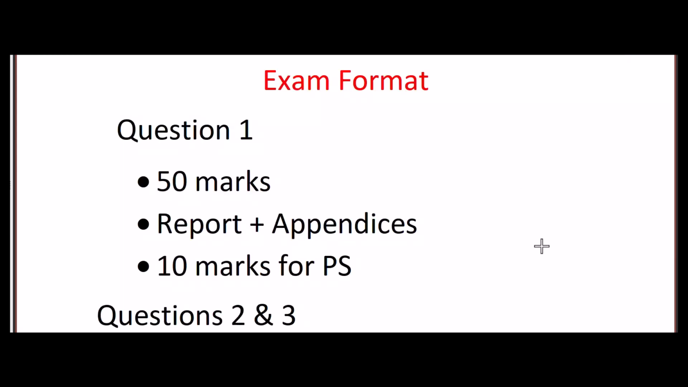Exam format is a very, very straightforward one. We have question one worth 50 marks, which is predominantly based around a report to a board of directors, accompanied by appendices for the calculations. There could be a precursor requirement, which is a theory-based requirement outside of the report, which again is discursive rather than calculation based. And there are 10 marks for professional skills inside question number one. I'm going to talk about the professional skills shortly.